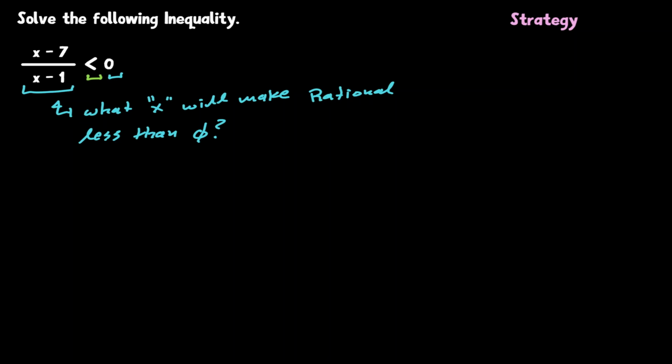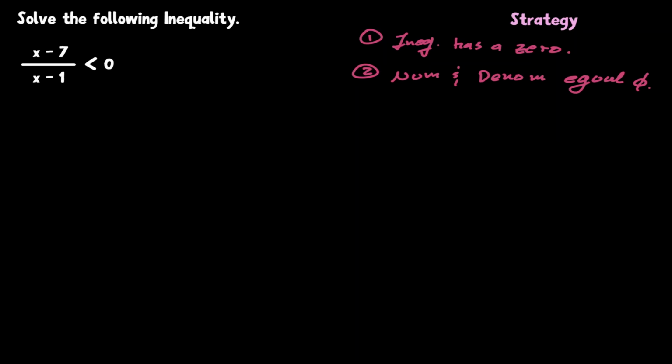Well, we have a strategy to find those values of x's. The first thing that we're going to do is to make sure that one side of the inequality is equivalent to 0, which we have. Next, we're going to set the numerator equal to 0 and also the denominator equal to 0. So we're going to get x minus 7 is equivalent to 0 and also x minus 1 is equivalent to 0.